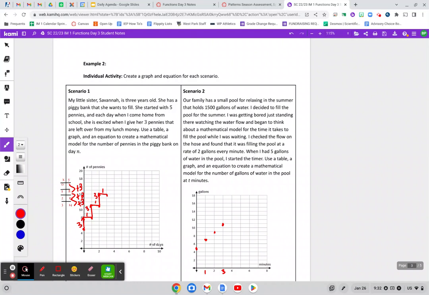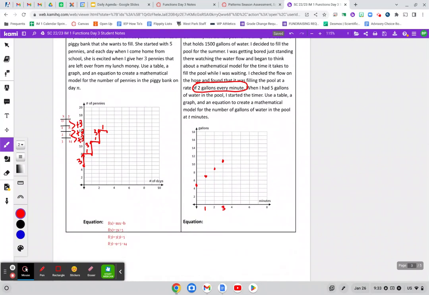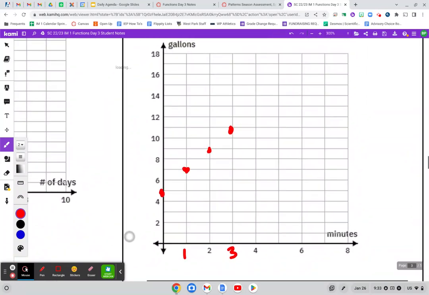And began to think about a mathematical model for the time it takes to fill the pool. Now we know that it fills at a rate of 2 gallons every minute. Okay, 2 gallons every minute. That sounds like a slope to me. And we only started counting once we were at 5 gallons of water in the pool, right? So we only started counting at 5. So at 0 minutes, when we hit the start button on our phone to start timing this thing, it already had 5 gallons of water in the pool, right?